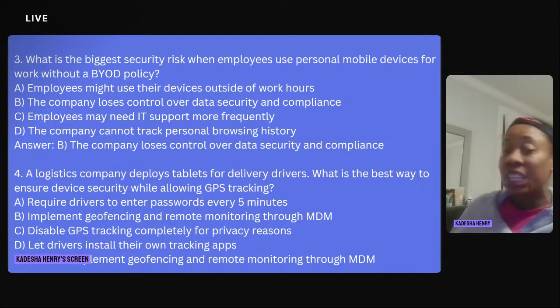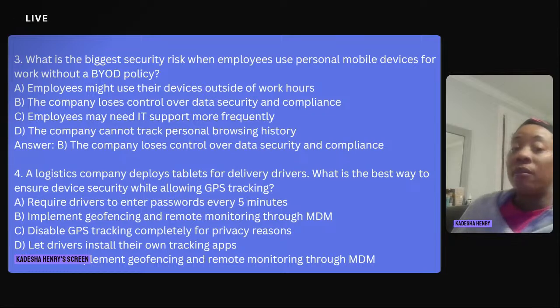What is the biggest security risk when an employee uses a personal mobile device for work without any bring your own device policy? A. Employees might use the device outside of work hours. B. The company loses control over data security and compliance. C. Employees may need IT support more frequently. D. The company cannot track personal browsing history.